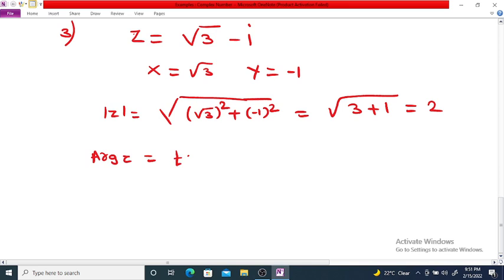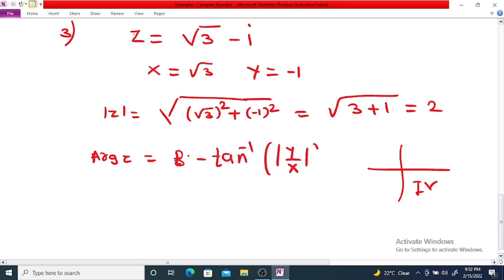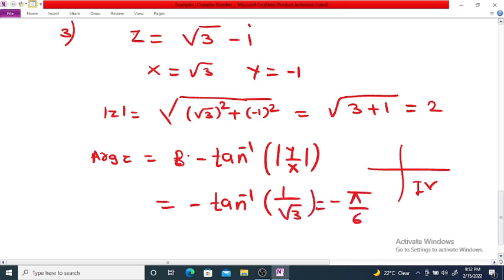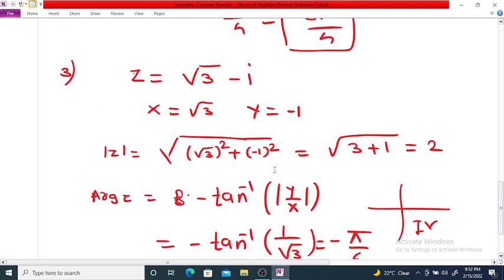Now here again we want to decide the location of the given complex number. Since x is positive and y is negative, that is it lies in the fourth quadrant, so this is minus tan inverse of mod of y by x. So this is equal to minus tan inverse of y is 1, so because of mod sign it is 1 by root 3, so this is equal to minus pi by 6. So this is the principal argument of the given complex number.